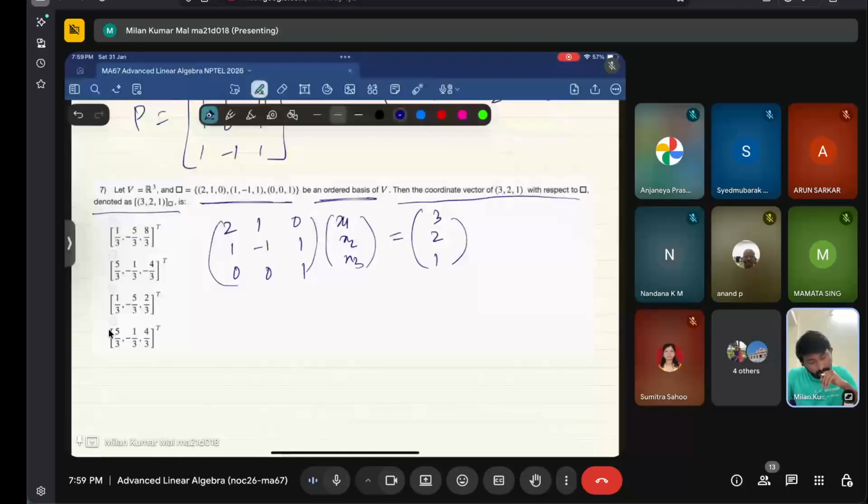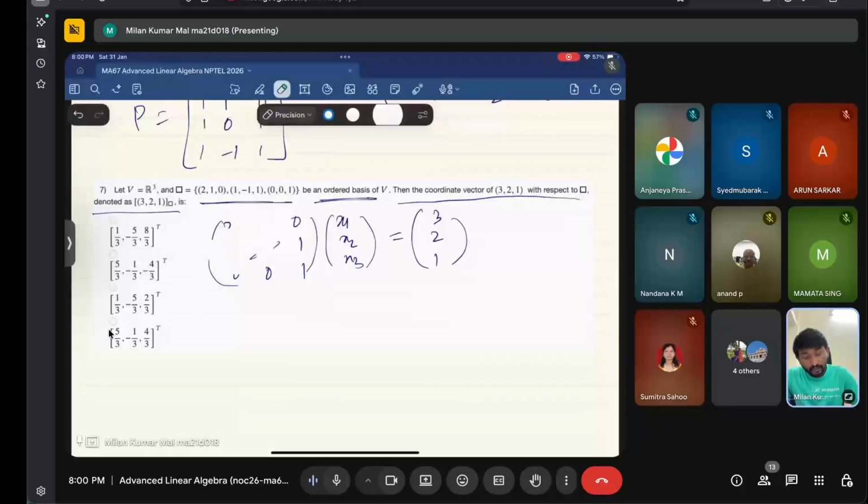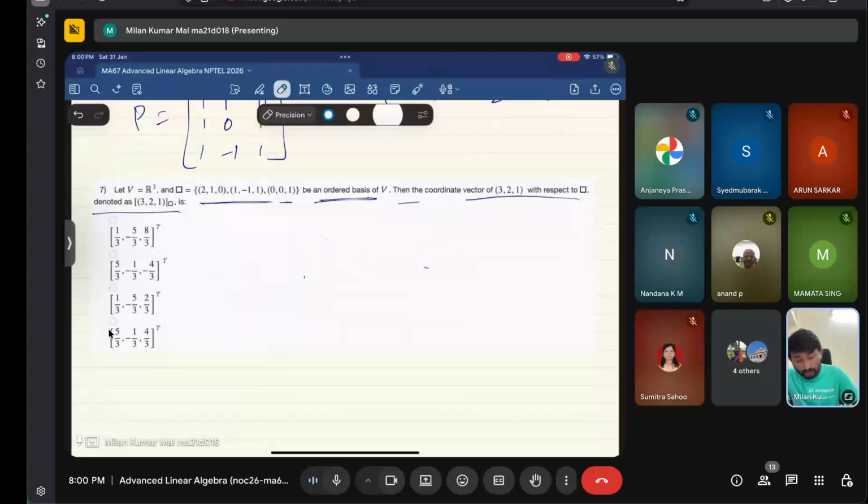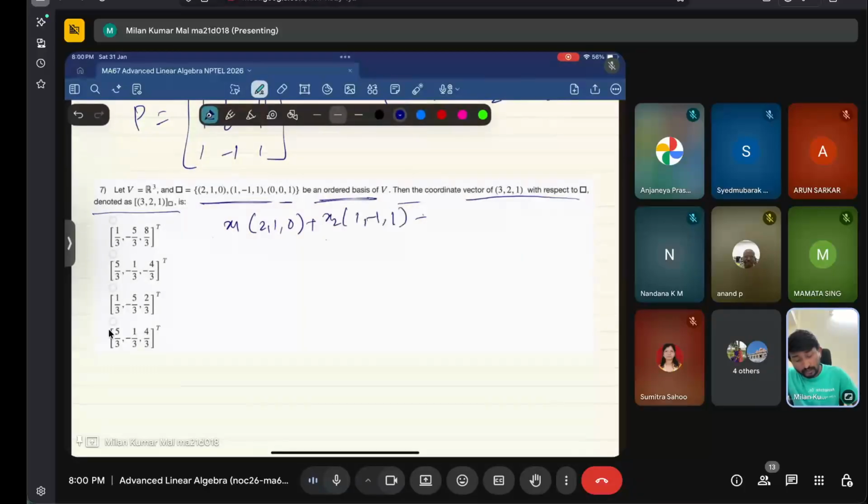Am I written correctly? No, I think, just a minute. No, I have not written it correctly. Let me clearly mention what I have to write. Basically, I have to do x1 times (2, 1, 0) plus x2 times (1, -1, 1) plus x3 times (0, 0, 1), and that has to equal (3, 2, 1).